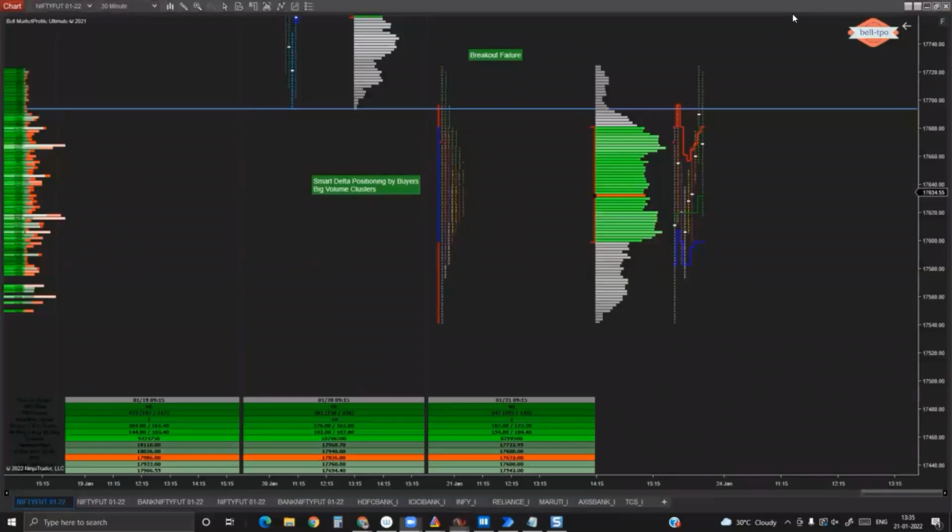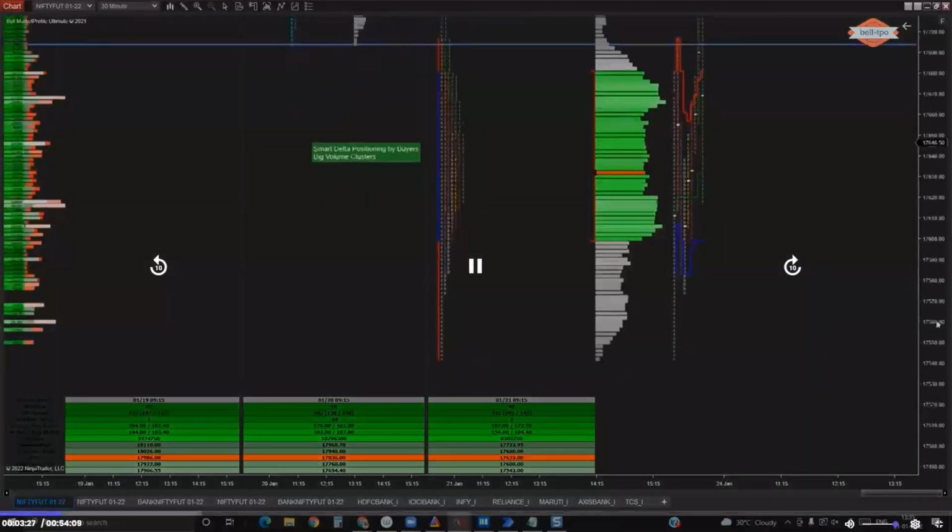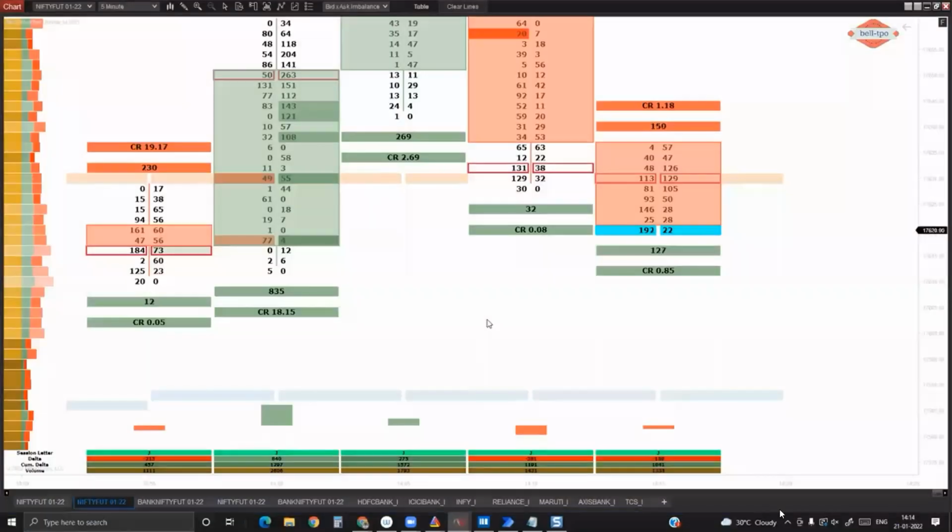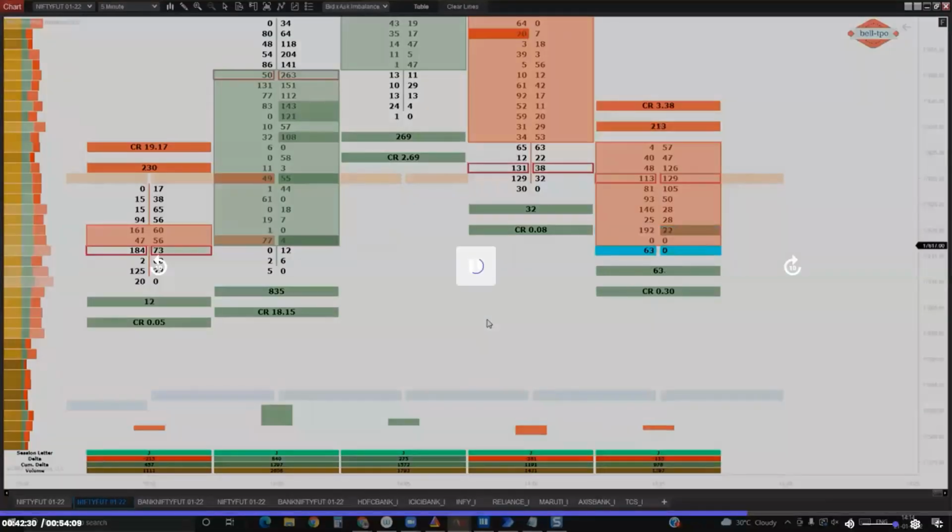What they could do here is, even after testing the day low, once again they could bounce back. They could do these kinds of things also. So Friday is very, very uncertain. So better not to take any commitment. I prefer not to commit to any of the positions. All right.